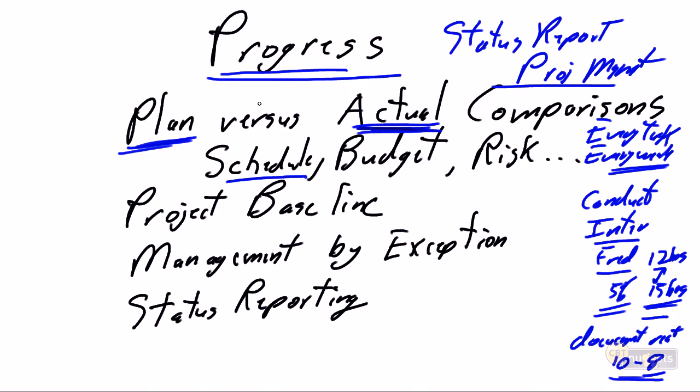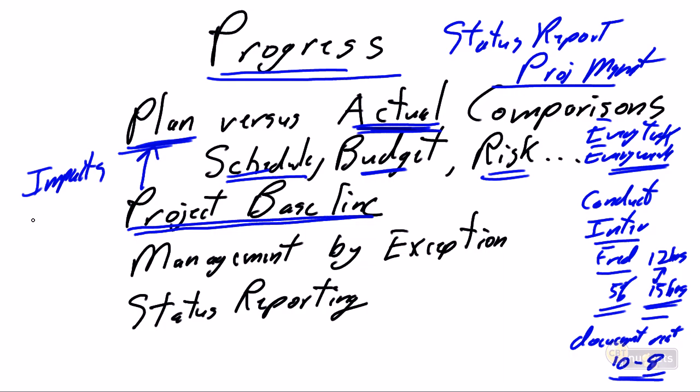But we're going to accumulate and we're going to track all of the plans versus all of the actuals, and we're going to determine the impacts on the schedule, on the budget, on the risk, on the quality, on all of the key measures, and that's what progress is all about. We're going to compare them to our project baseline. The project baseline is the original plan that's been approved.